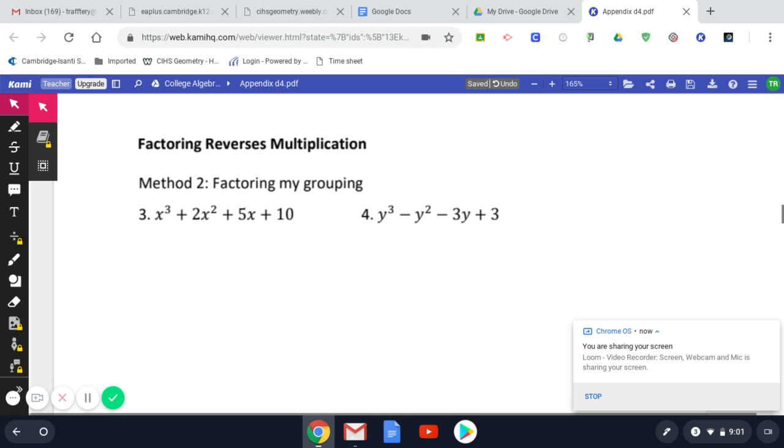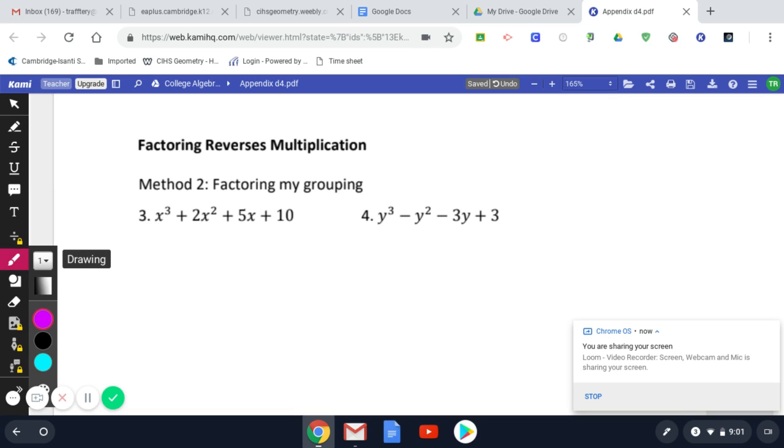The second method is factoring by grouping, not my grouping, but factoring by grouping. This is actually the way that I teach a lot of students how to factor quadratics a lot of times, because it breaks it apart. As I look at this, what I'm going to notice is these are kind of already grouped for us, which makes it a little bit easier.